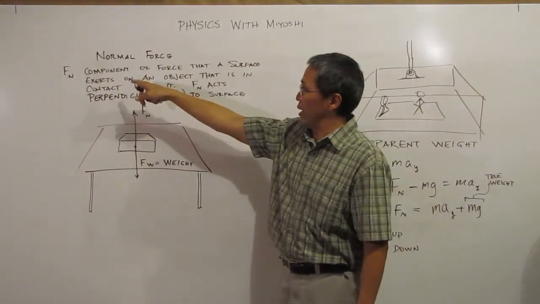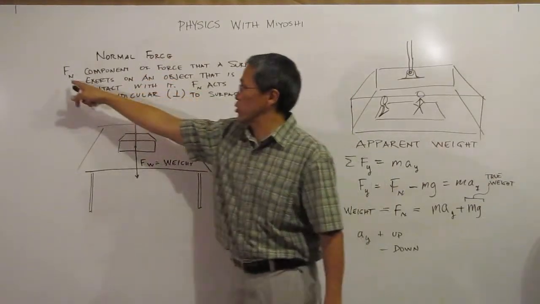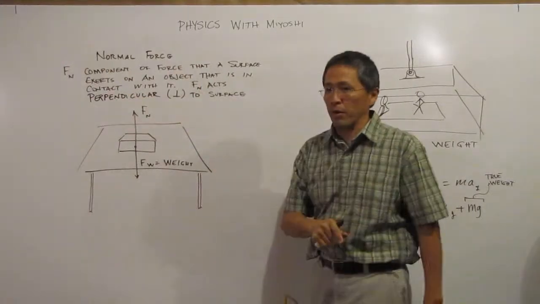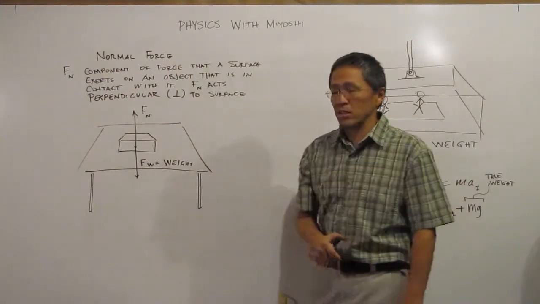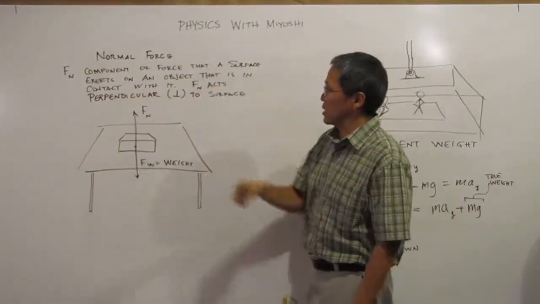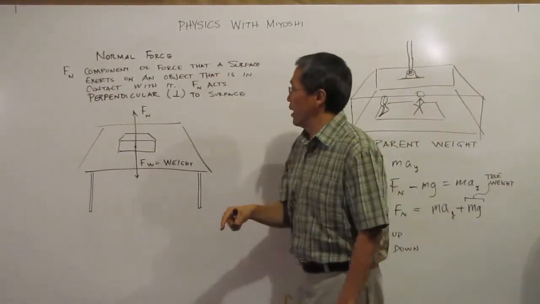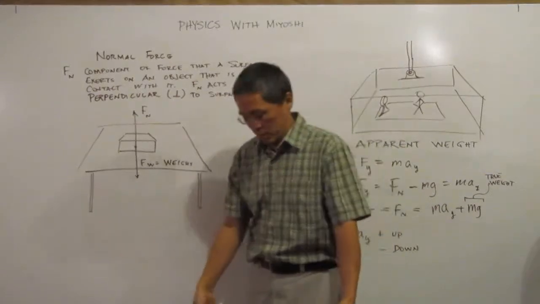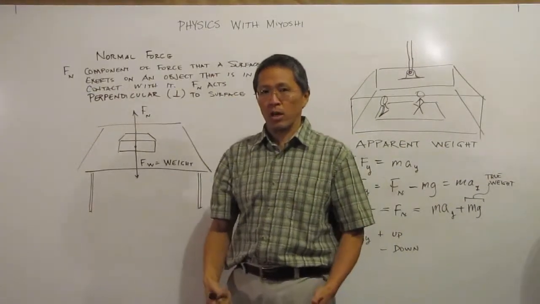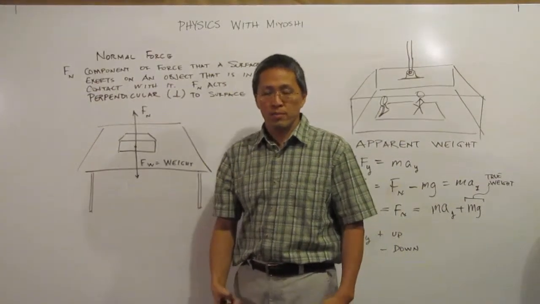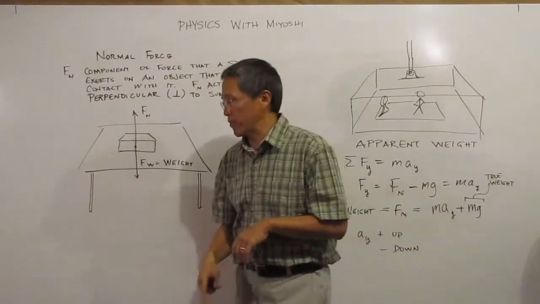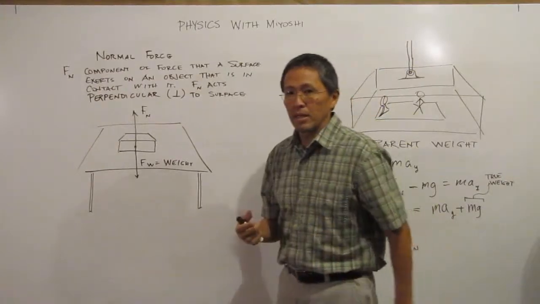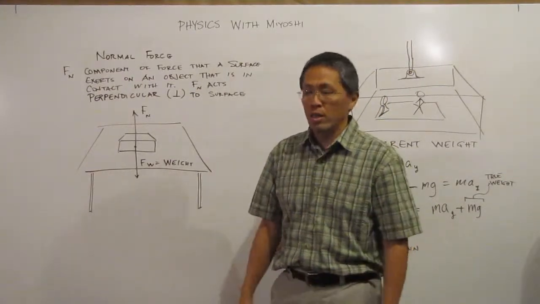A normal force is usually designated Fn, and it is the component of a force that a surface exerts on an object that it's in contact with. So the normal force acts perpendicular to the surface. If I'm standing on the ground, it exerts a normal force perpendicular to the ground on me. If I'm leaning against the wall, it exerts a normal force on me perpendicular to the wall.